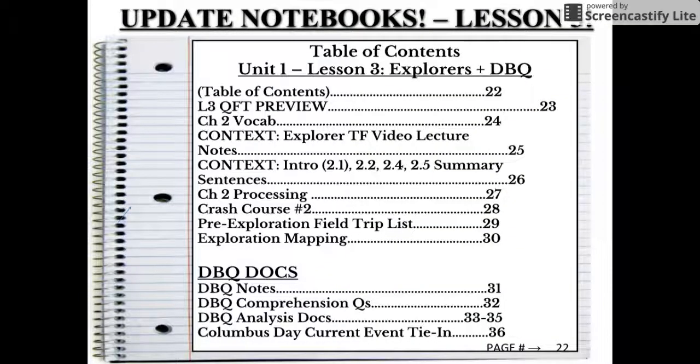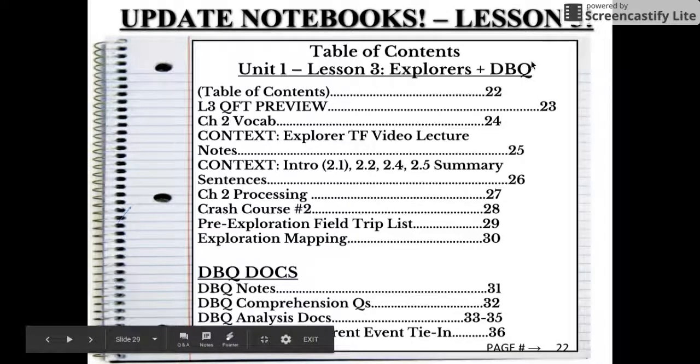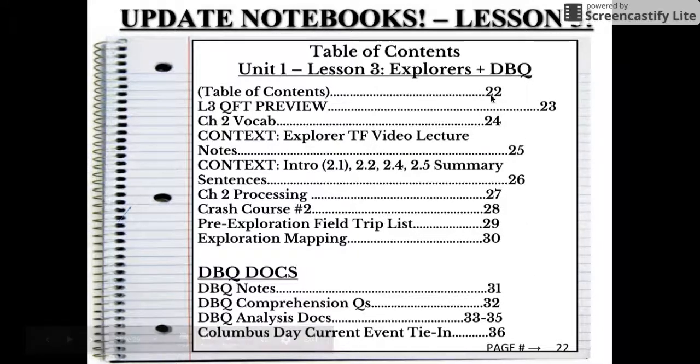Okay, take a look at this. So much fun, so much work for you to do in lesson 3. Here is an excellent preview of what it is we're going to be working on and what you could get a jump start on if you wanted to. This will effectively become your to-do list as you work your way through lesson 3. Here you go, page 22 is where this information will go. You've got your table of contents here on 22. QFT preview, page 23, chapter 2 vocab, page 24, and you can read the rest of these.